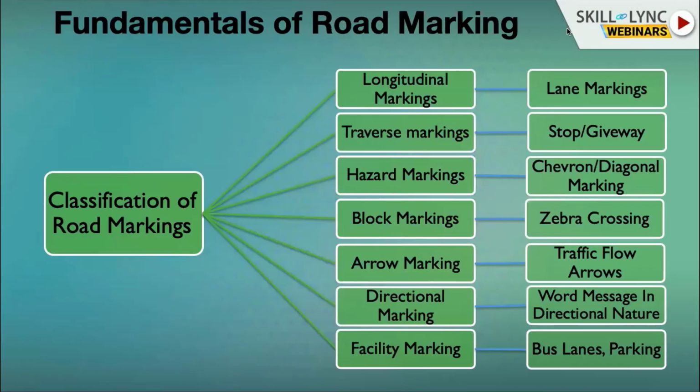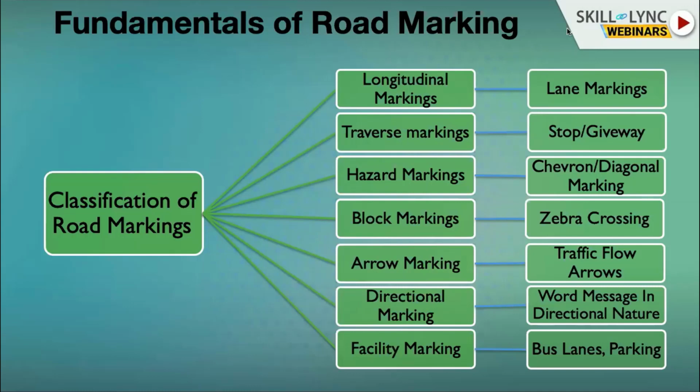How are the road markings classified? These are mainly classified on their properties, how they are laid. For example, longitudinal markings, which run all along the road, like lane markings, center line markings, edge markings. They can be classified as transverse markings, which are transversal to the travel path, like the stop signs, give way signs placed at the junctions.